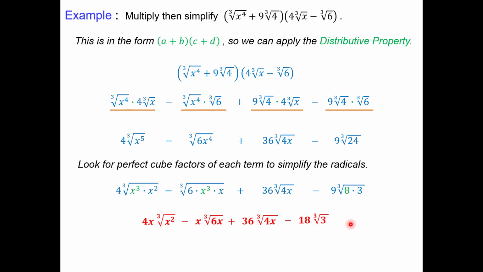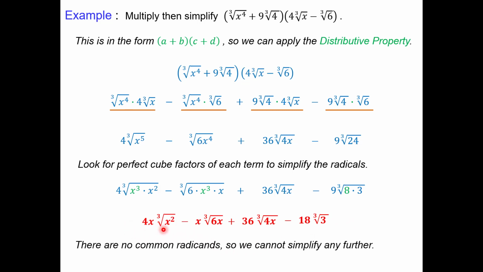The very last step we would try to do is try to combine any further if there were like radicals, and there's not. So none of these radicals have the same radicand at this point. Notice it's an x squared, a 6x, a 4x, and a 3. So this is as far as we can go. This is actually the most simplified version of this answer.